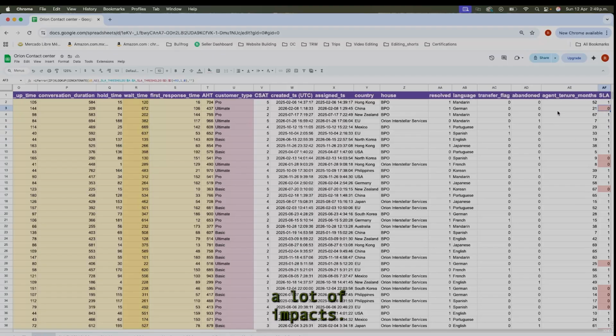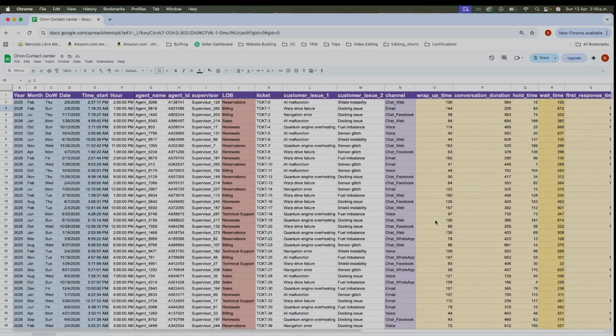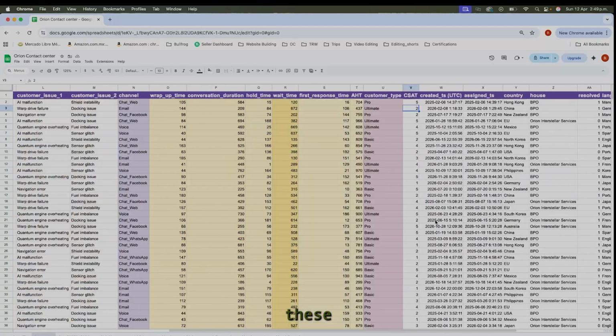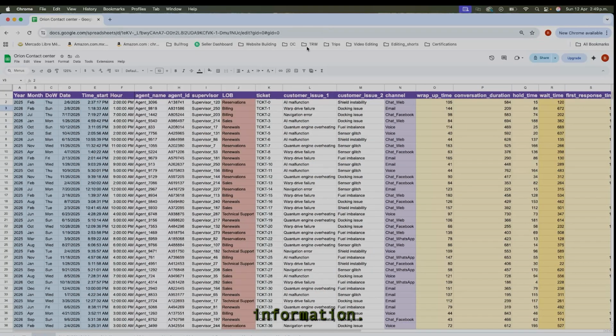So this has a lot of impacts, of course. You'll see that the CSAT, which means customer satisfaction, is basically from 1 to 5. The number 5 is the happiest. And this customer was not very happy, because we didn't meet the service level. He is the most ultimate customer. He's paying a lot of money and he's not getting what he's paying for. So that is basically this raw data information that we are going to start analyzing.